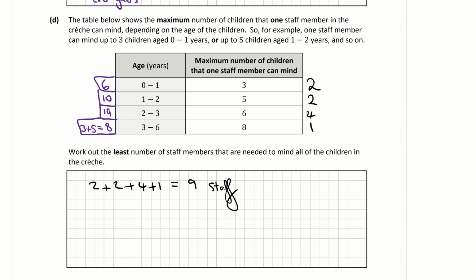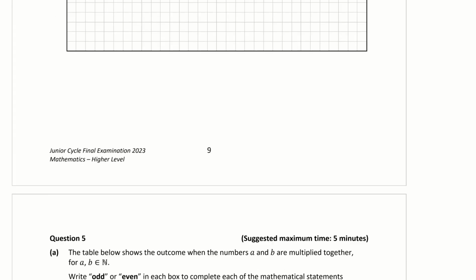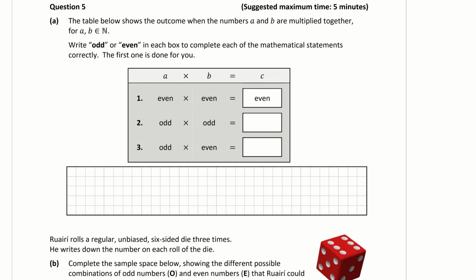And that's the end of part D. Now scrolling on down to question 5, it's a little bit of probability and number systems.